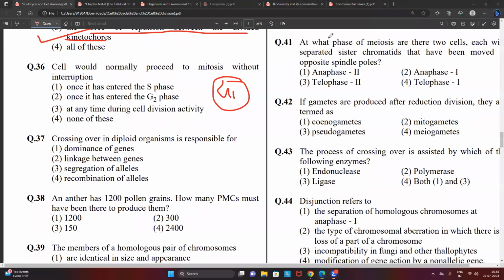Everyone, quickly recall my statements: if the cell is not properly prepared in the G1 phase, it immediately stops the cell cycle. Then it can't enter any phases at all. We try to repair in the G1 phase itself. Friends, whenever it has entered from the G1 phase to the S phase, then we can't stop it, right? So the cell would normally proceed to mitosis without interruption when it has entered into the S phase. No need to get confused with that.